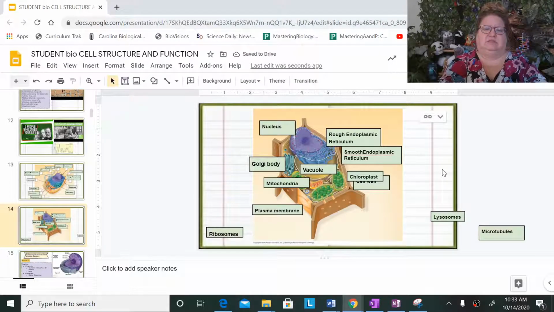So that is your introduction to the cell parts. And you can practice labeling yours on your Jamboard.